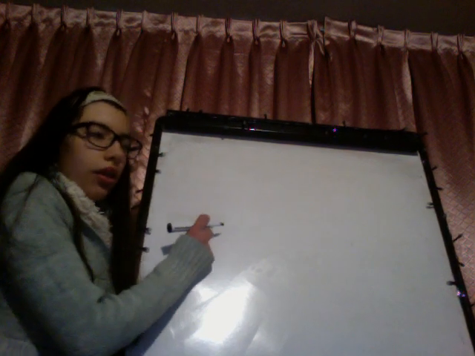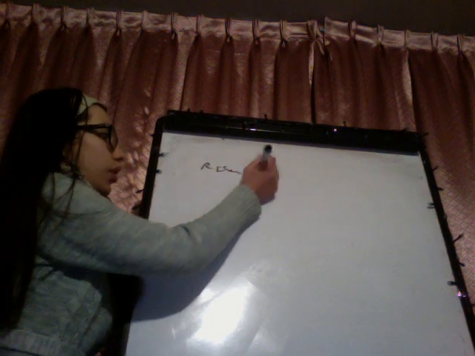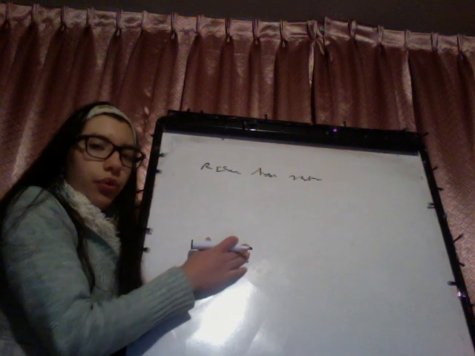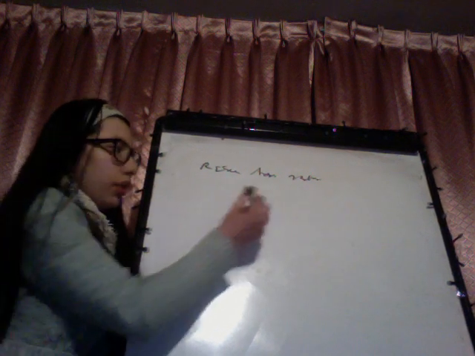We're going to see the aortic insufficiency. The aortic valve insufficiency, also called regurgitation of the aortic valve, is when the valve doesn't close very nicely.